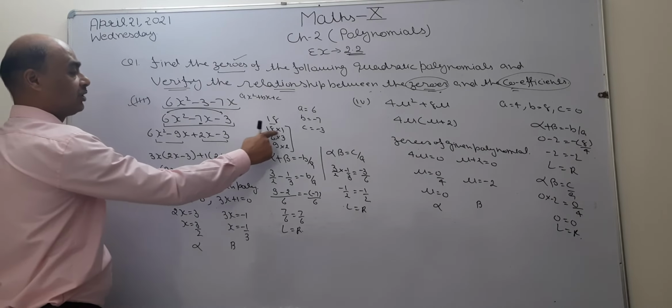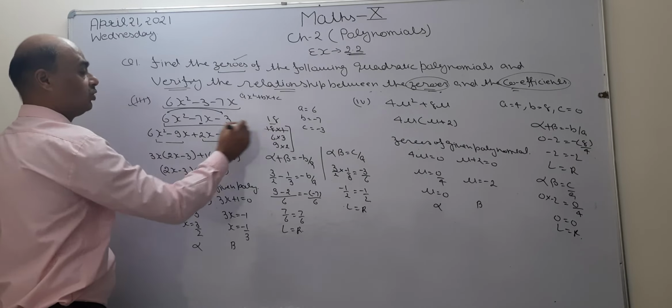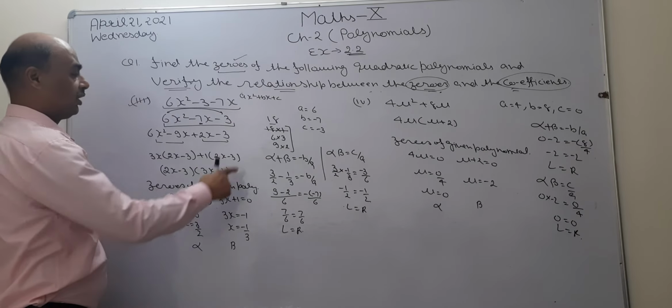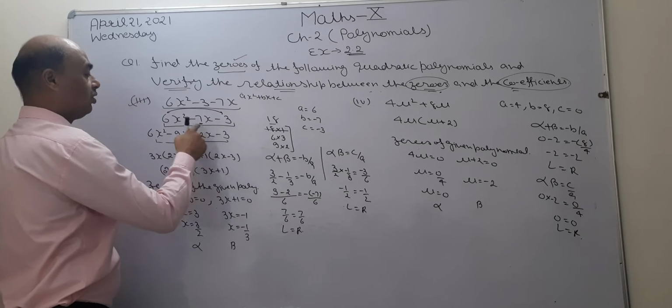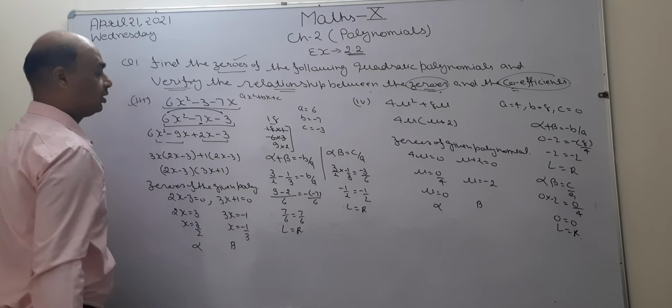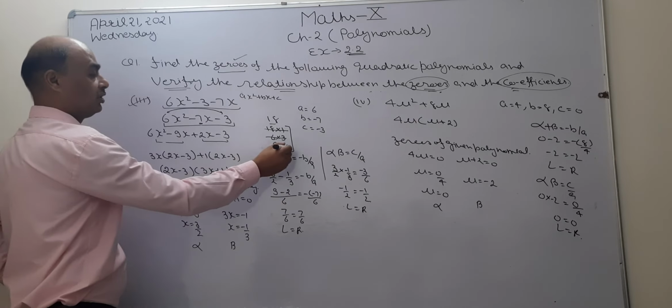Now see here, 18 plus 1, 19, not there. 18 minus 1, 17, not there. It means it is not the possible factor. Now see again, 6 plus 3 is 9, not there. 6 minus 3 is 3, not there. It means this is not the factor. Now see here, 9 minus 2, 7. 7 is there. It means I am going to take this pair.